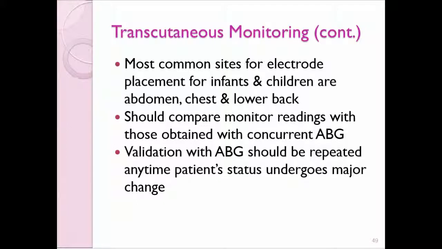Many times you'll hear these called TCOMs, and that's what they're talking about. The most common sites for the electrode placement on the TCOM for infants and children are in the abdomen, the chest, and lower back. And in some instances, you'll actually have a couple of these in place when you're trying to watch for a patent duct or continuing shunt on the newborn, trying to see if it closes or not. And so you'll have different values on different sides of the shunt there.